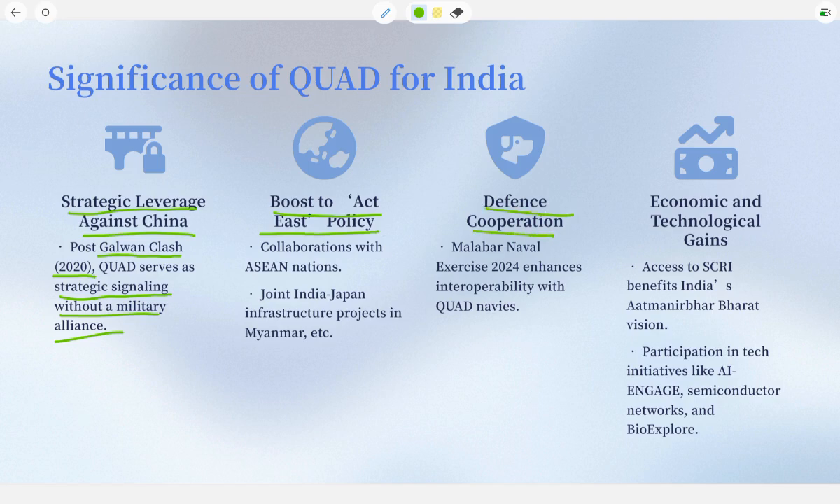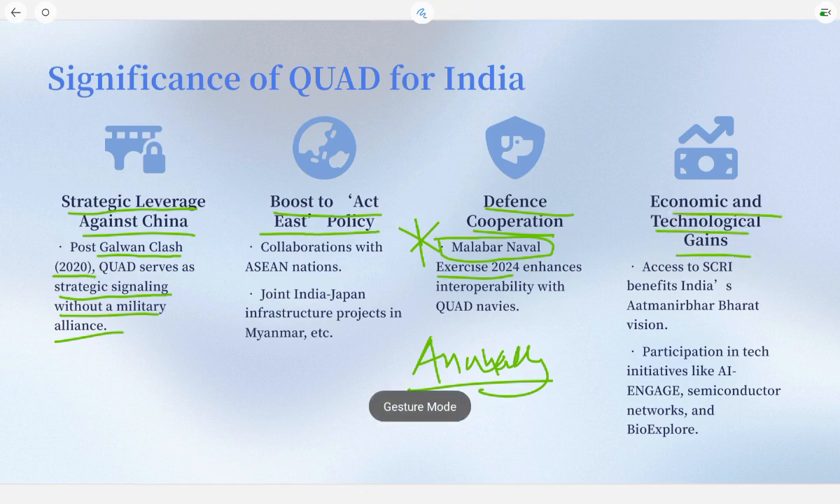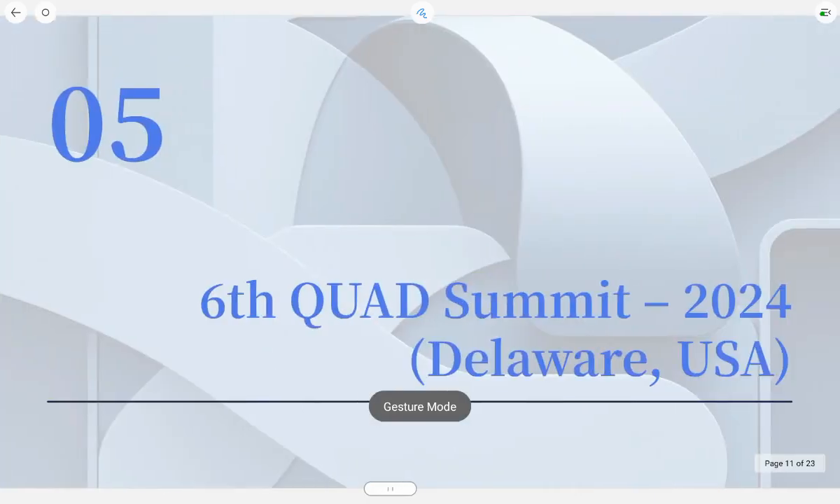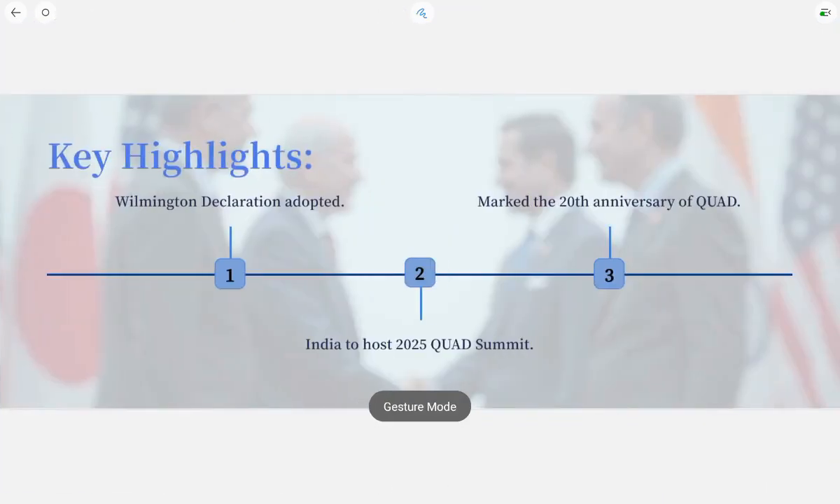In defense cooperation, we saw the Malabar naval exercise, which happens annually. These exercises are very good for the countries to synergize among their defenses. So military exercises are very important. You should keep in mind economic and technological gains. So these are some areas of significance where Quad plays a very important role for India. Moving ahead, let's see the latest Quad summit, which was held in 2024.